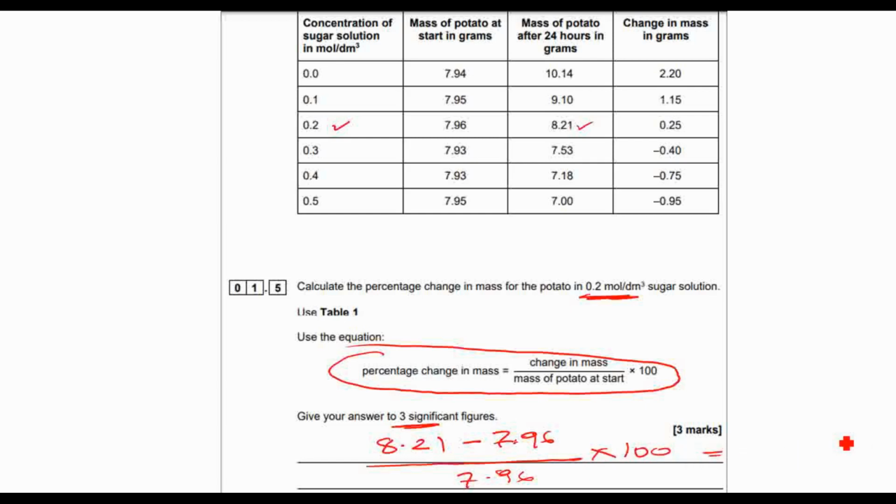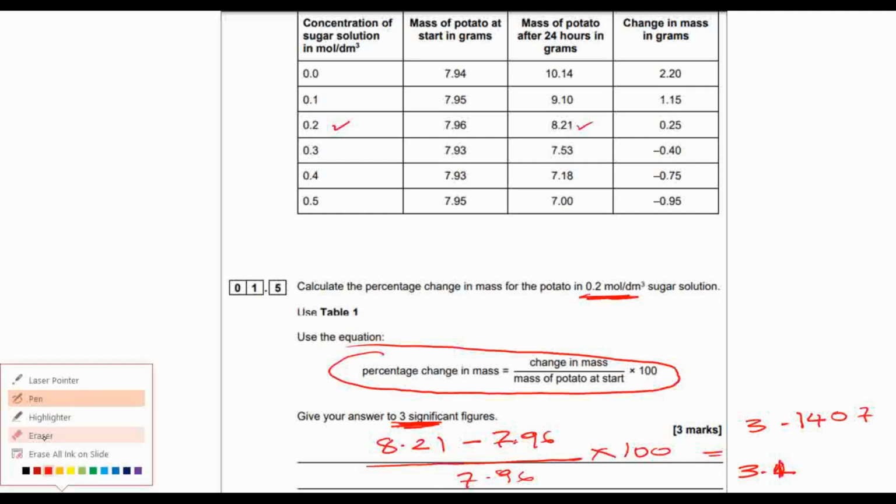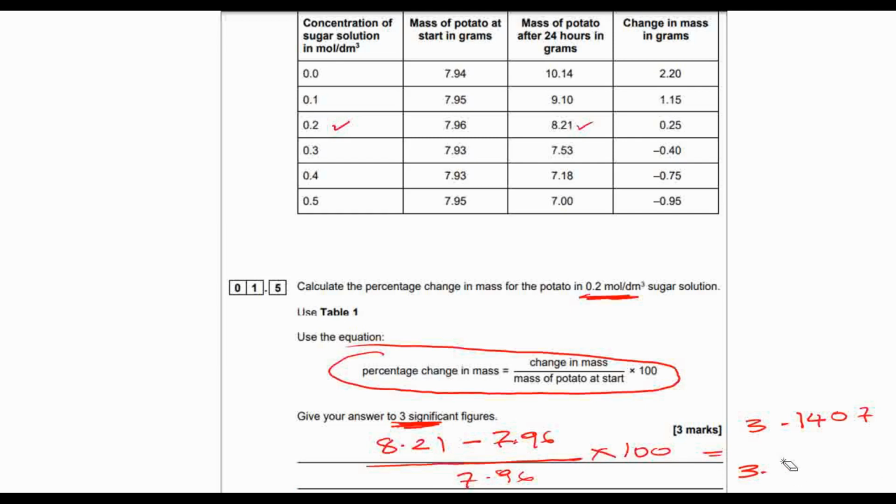And if you've done that correctly, you should get on your calculator 3.1407. Remember, it says to 3 significant figures. So it's going to be 3.14. Okay, and that's the percentage change in mass. Okay, and that's your answer right there.